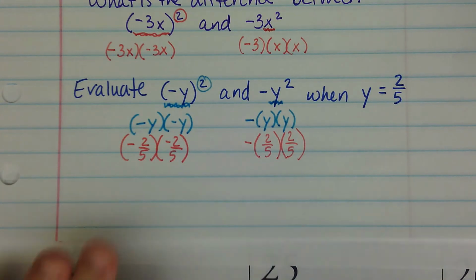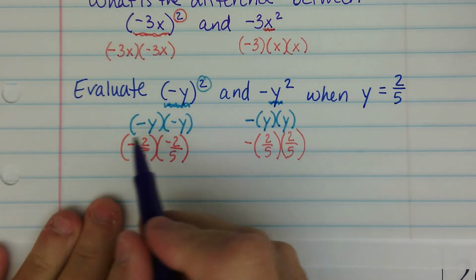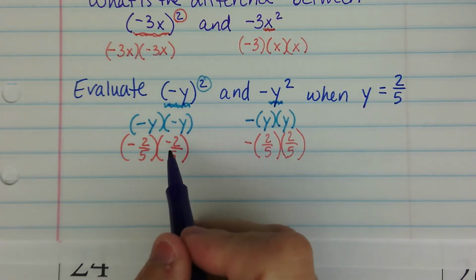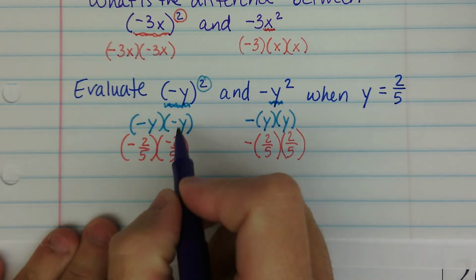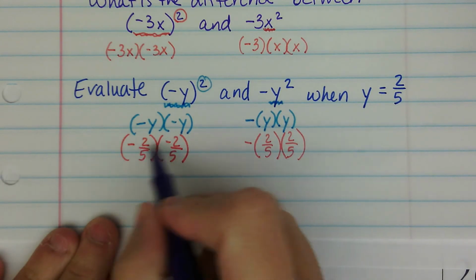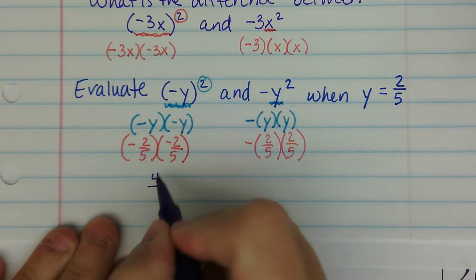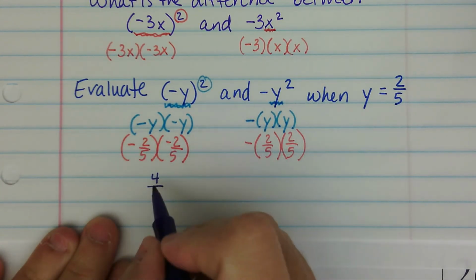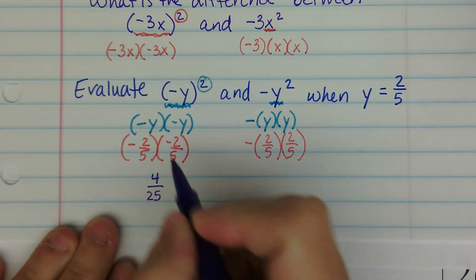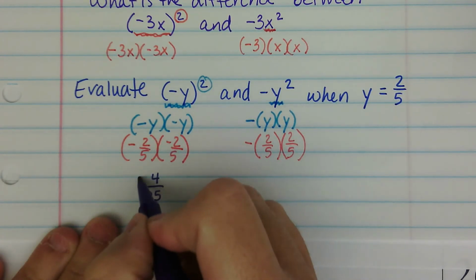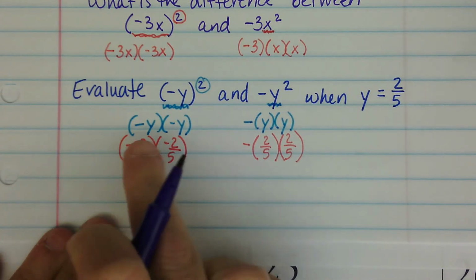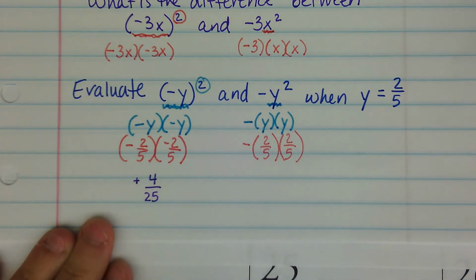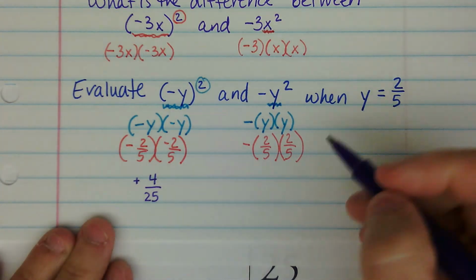Well, we know when you have a negative times a negative, our signs are the same, so that means that we're going to end up with a positive result. So this is going to end up being positive. We're going to multiply 2 times 2, and we're going to get 4. And we're going to multiply 5 times 5, and we're going to get 25. And I know that a negative times a negative is going to give me a positive. And I'm just putting the plus there so that you know that we made the decision that 2 negatives make a positive.